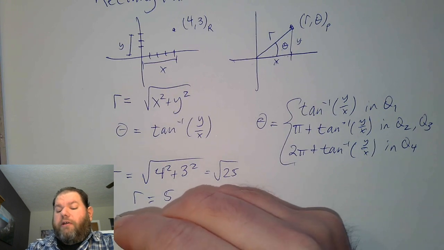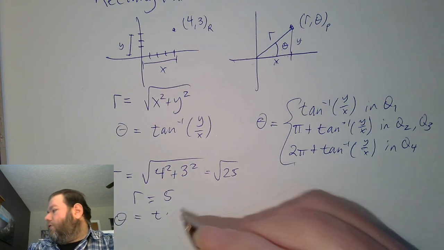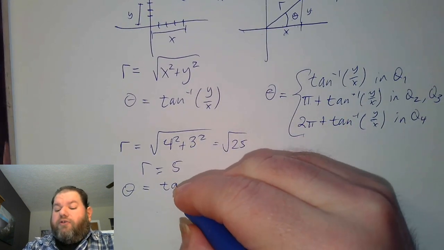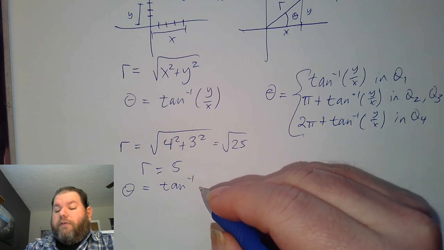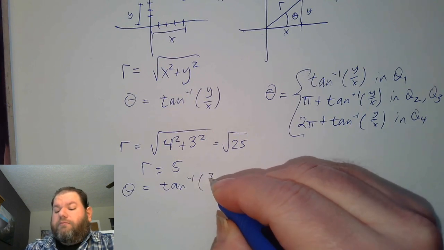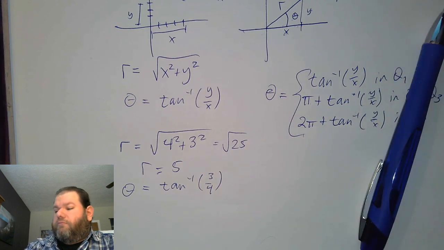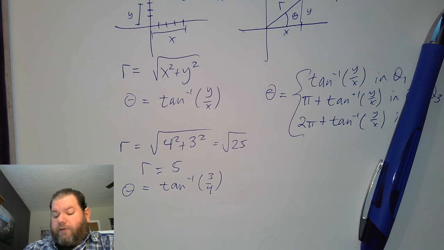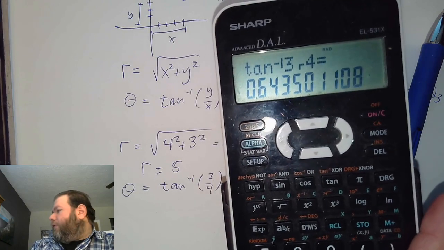And for our theta, theta will be inverse tangent. Now I'm way over to the left. Okay. Inverse tangent. And we do y over x, so that'll be 3 over 4. And making sure we're in radians in the calculator. Yeah, I was in radians already. Inverse tangent of 3/4, or 0.75 if you like. We end up about 0.64.